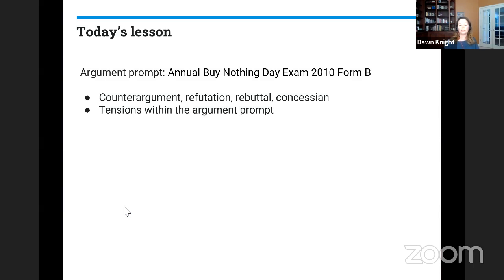Okay, so the focus of today's lesson, we're looking at counter argument, refutation, rebuttal, and concession, and then tensions within the argument prompt. Basically, what that means is that we're going to delve deeper into the issue and eventually become part of the conversation, as we talked about. This will help us move into a more convincing and sophisticated argument.